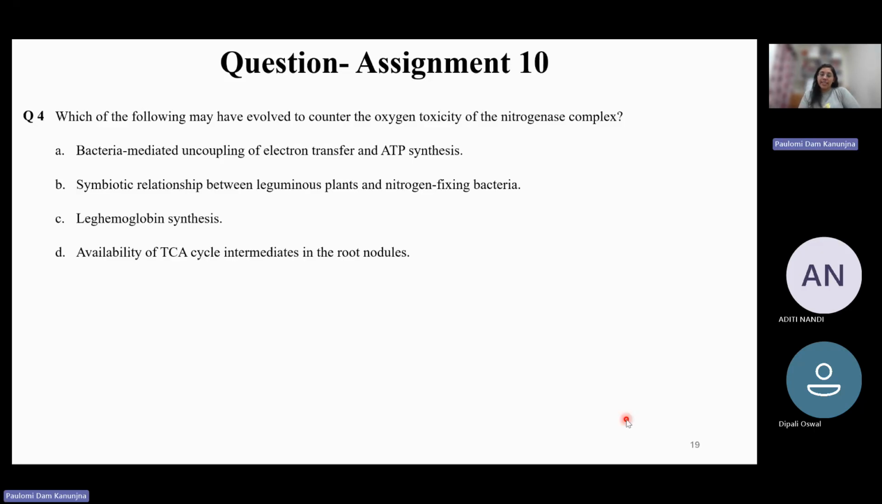Just read the question once again. Leg hemoglobin, is it the only answer to this? Read it carefully. Can you have possibly other answers as well?